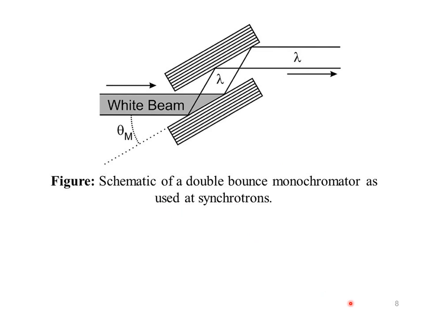The first crystal selects a wavelength from the polychromatic source, which is reflected along the initial direction by the second crystal. The lattice planes of the latter must be perfectly aligned with the first crystal for efficient transmission of the beam.